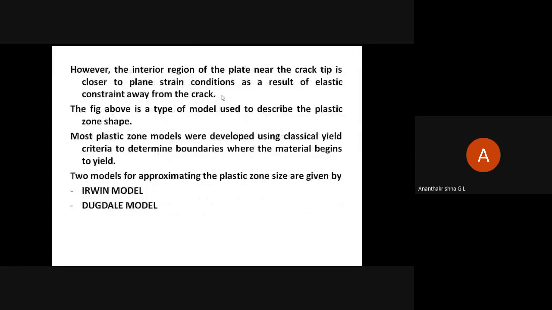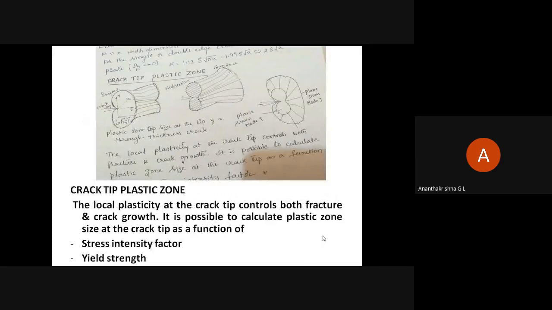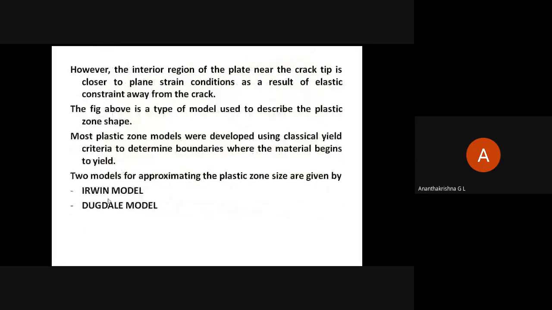Based on that, there are two models available. One is the Irwin model, another is the Dugdale model. So two models for approximating the plastic zone size are given by the Irwin model and Dugdale model. Because the plastic zone or local plasticity at the crack tip controls fracture and crack growth, we have to calculate plastic zone size as a function of stress intensity factor and yield strength. Are you there now?